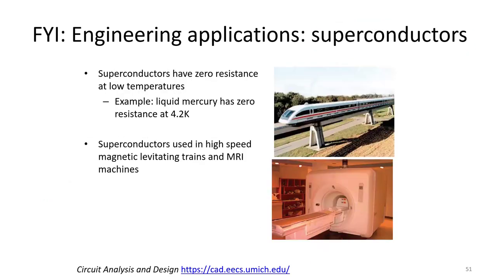Finally, one other cool application is superconductors. So it's maybe hard to imagine a material that has zero resistance, but superconductors can actually achieve zero resistance as long as they are cooled to very low temperatures. For example, liquid mercury has zero resistance when cooled to 4.2 Kelvin. And these things are actually used quite a bit. So in the high-speed trains and in MRI machines, those are two applications where we do need superconductors in order to do the job.